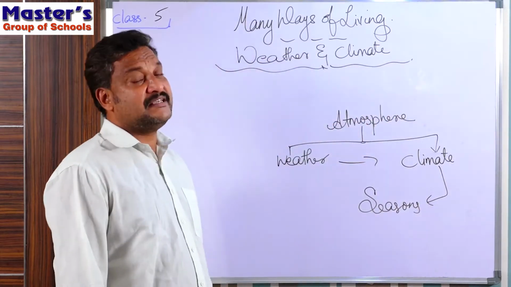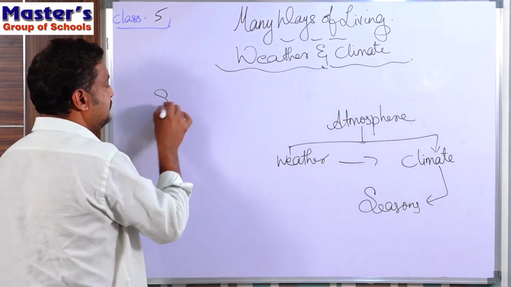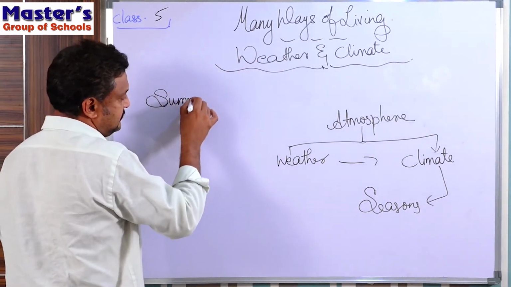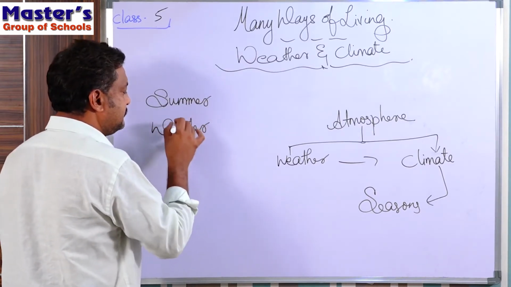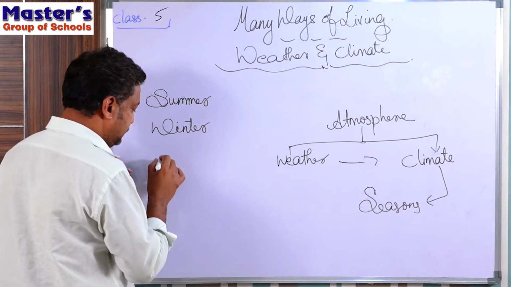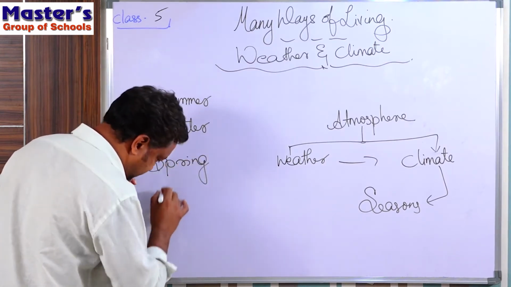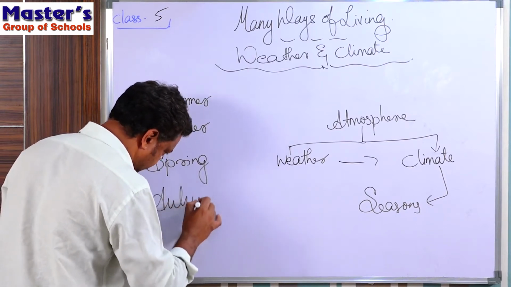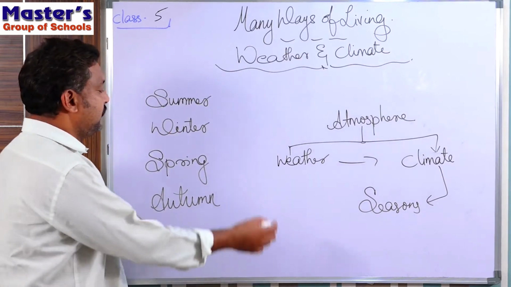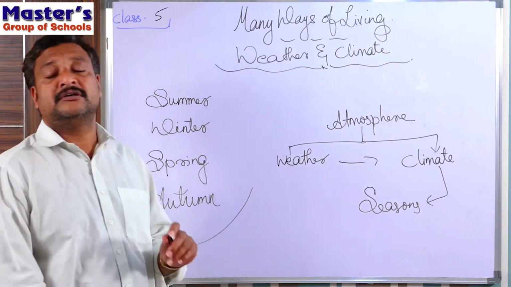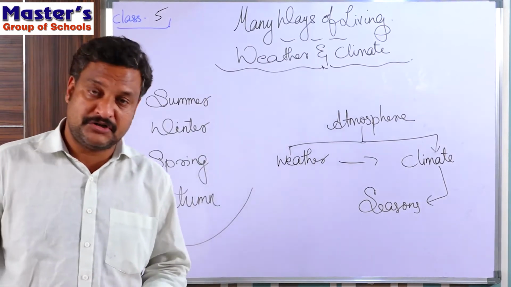So, what are the major seasons? What are the major seasons on the Earth? We have a summer season. We have a winter season. We have a spring season, and we have an autumn season. So these are the four major seasons on the Earth: summer, winter, spring, autumn.